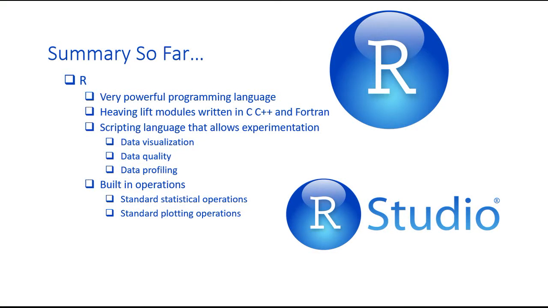So just to summarize at this point, we've got R, a very powerful programming language. It's got a lot of its heavy lifting modules written in C, C++, and Fortran for speed and convenience. It's a scripting language that allows you to do various kinds of experimentation built into the core language, experimentation like data visualization, data quality, data profiling. It has built into the language very, very powerful standard statistical operations and standard plotting operations, which means that you can basically play with the data in something like RStudio, which has extensive support for working with R when you're developing some kind of R project.